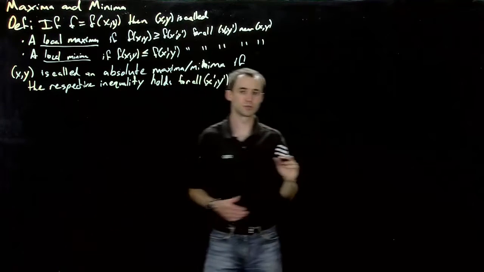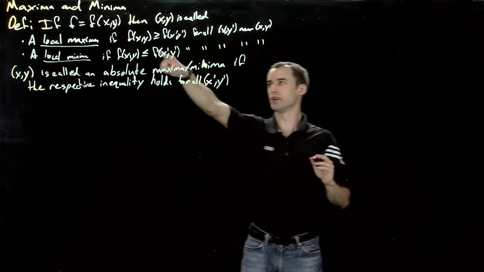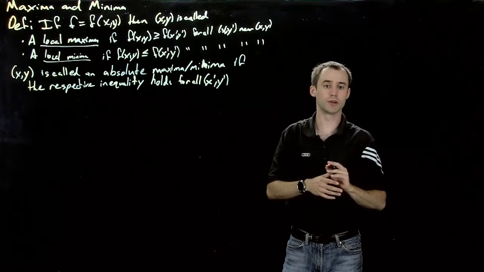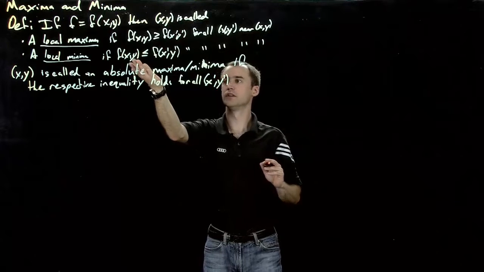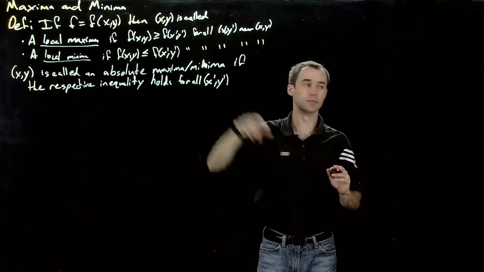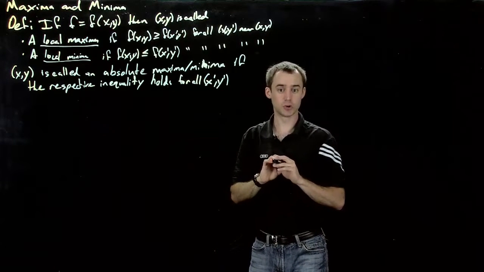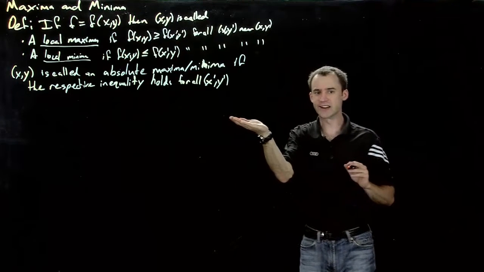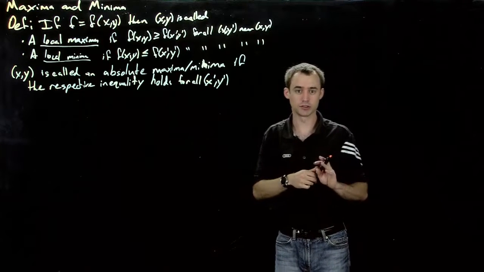So for all (x',y') in the domain of f, f(x,y) is greater than or equal to f(x',y'), or in the case of local or absolute minima, f(x,y) is less than or equal to f(x',y') for all (x',y') in the domain of f. Now we ask the question, how do we find these guys? They're often very important things and have very practical applications.